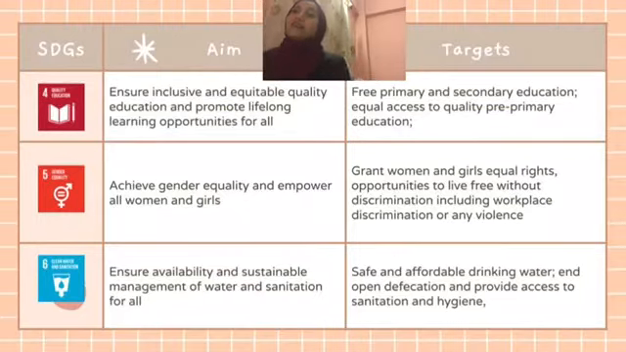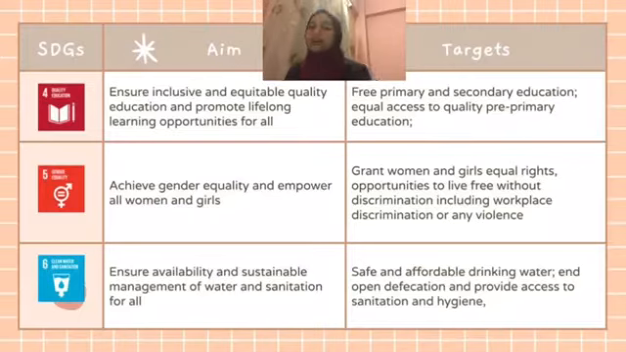The aim for the fourth goal is to ensure inclusive and equitable quality education and promote lifelong learning opportunities for all. And the targets for the fourth goal is that some or more countries, hopefully, have a free primary and secondary education, also to have equal access to quality pre-primary education.